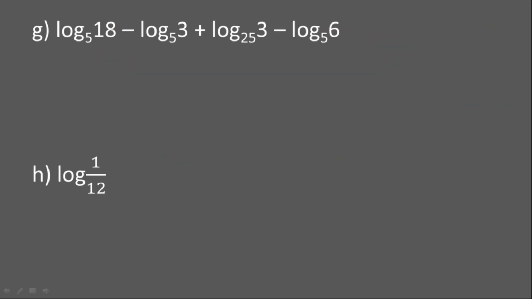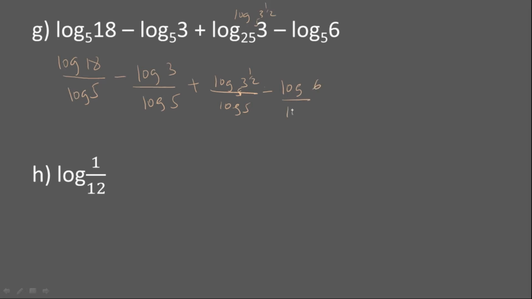Log 18 to the base 5, again this means log 18 over log 5, minus log 3 over log 5, plus log of 3 to the power of 1 over 2 to the base 5. You can express this number like this. You can simply divide it by log 5, minus log 6 over log 5.